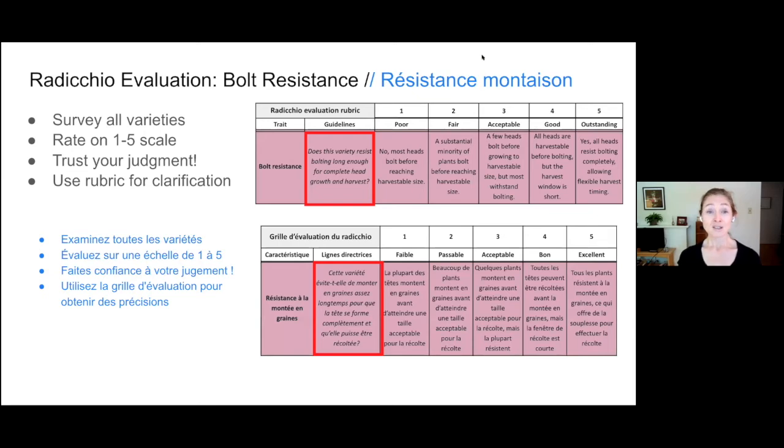There we go. So for bolting resistance with radicchio, the main question we're coming down to is, does the variety resist bolting long enough for you to harvest it and get a good quality crop? So the 1 rating is no, everything bolts before I can harvest it. It's basically not a harvestable crop. To 5, there's no bolting. I have a flexible harvest window. And then the intermediate scores are between those 2 things. You can advance to the next slide, please.